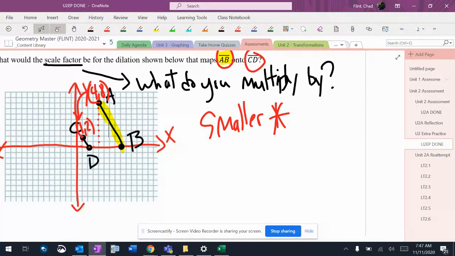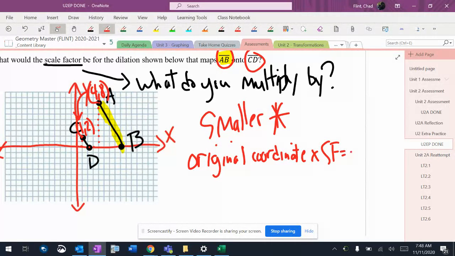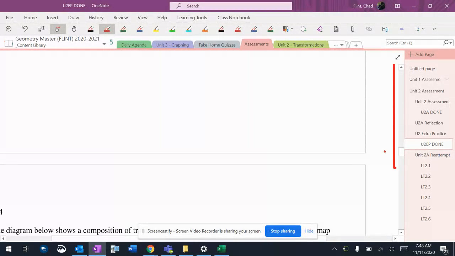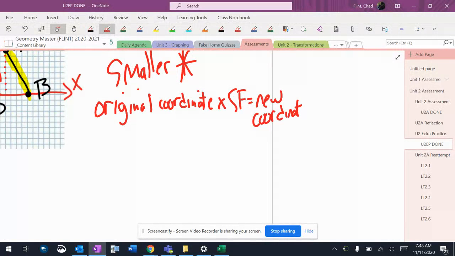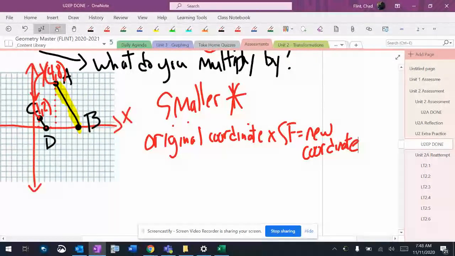If you're having trouble figuring out what to do, this is what you should do. I'm going to take the original coordinate. I'm supposed to multiply it by the scale factor, and that's supposed to give me the new coordinate. Now I know the original and the new coordinate. I know both of those. So I pick one. I'll pick the 4. So the original is 4. I don't know the scale factor. This is the scale factor.